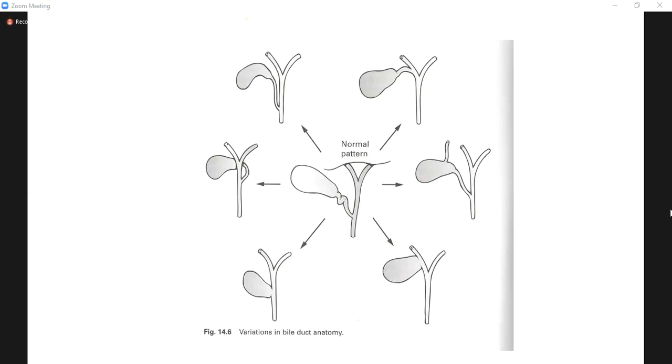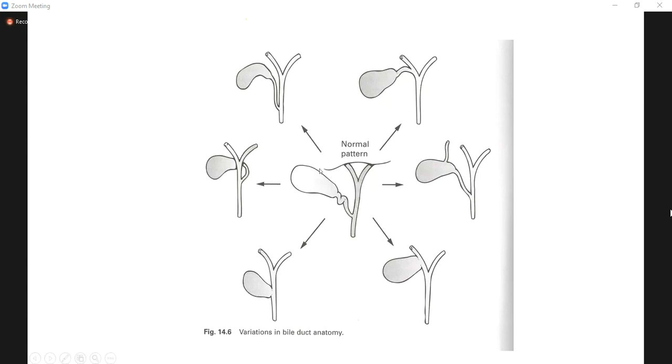Okay. Variations in bile duct anatomy. Now, this is actually very important to visualize. This is the normal anatomy. You can see the gallbladder, the Hartmann pouch is here, and you have the cystic duct, joined by the common hepatic duct, from the right and left hepatic ducts, and it forms the common bile duct, which goes and opens into the second part of the duodenum.